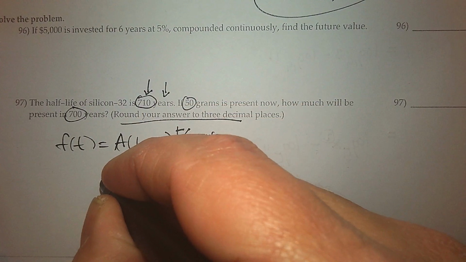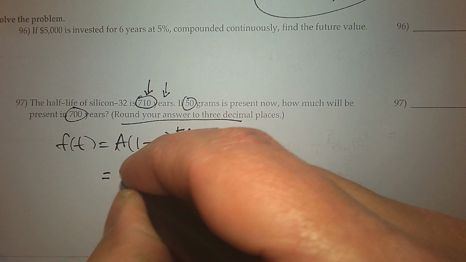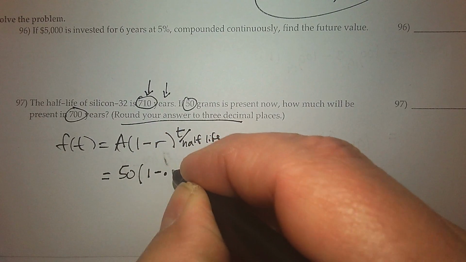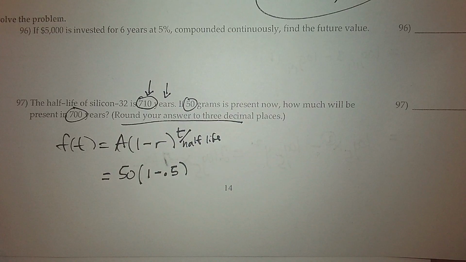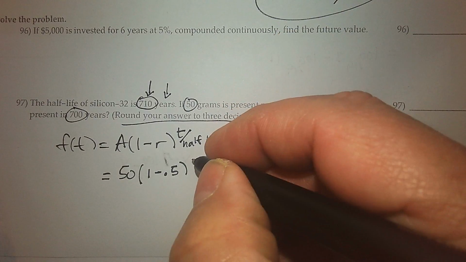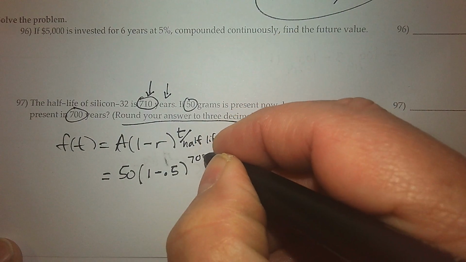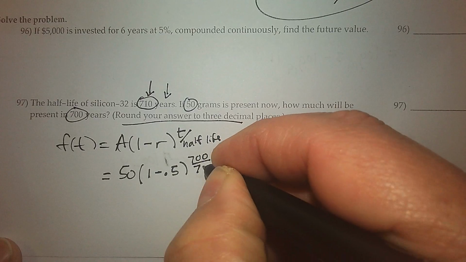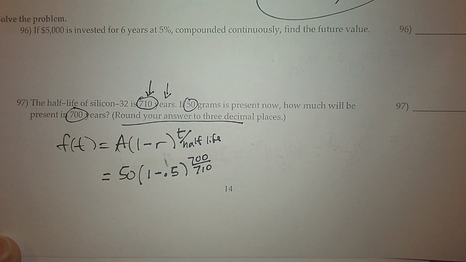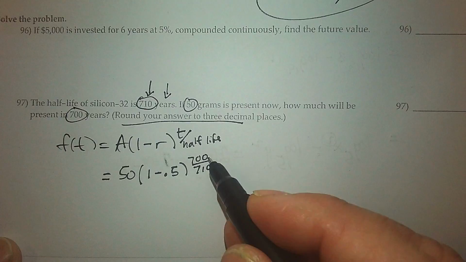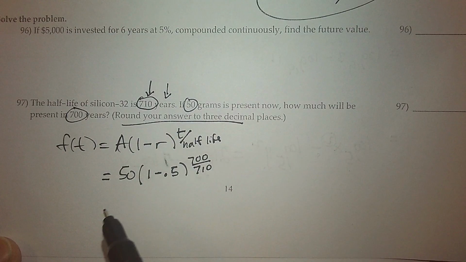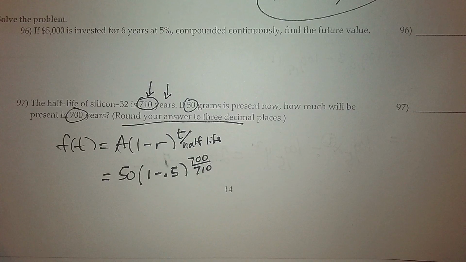Say, well, how much do we start with? 50 grams. Half-life means the rate is 0.5, and we're subtracting because it's decaying, becoming smaller. T, how many years? 700 years. And then what's the half-life? And that's it. In one step, you can do it. Now, notice the answer is going to be very close to half its size, isn't it? Because 10 more years, it would be half its size, right? So it's not quite half the size, but close.